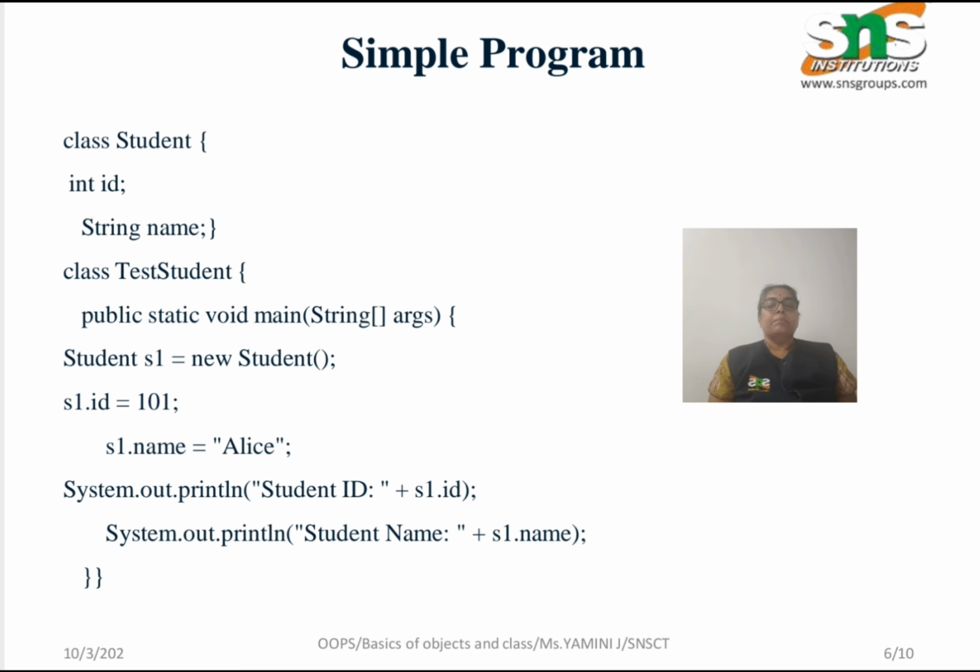Inside the main method, we create an object of the Student class named s1. After creating the object, we assign values to the attributes. For example, the student ID is set to 101 and the student name is set to Alice. Finally, we print the values using System.out.println. When the program runs, it displays the student ID and student name. This example clearly shows how the class defines the structure and how an object stores actual data.